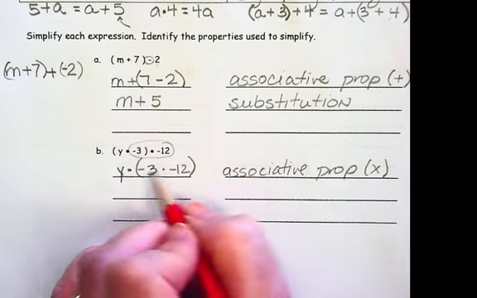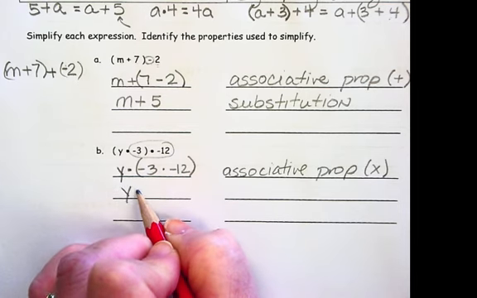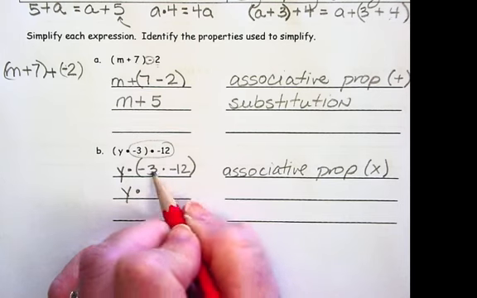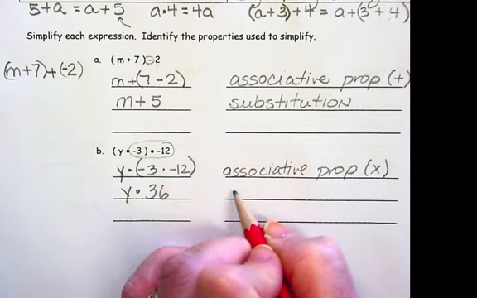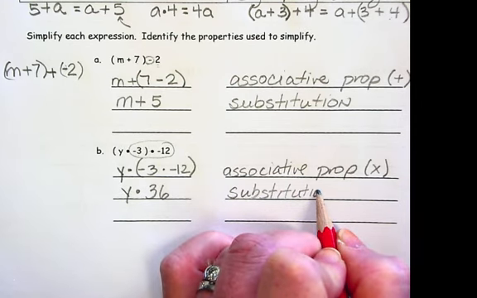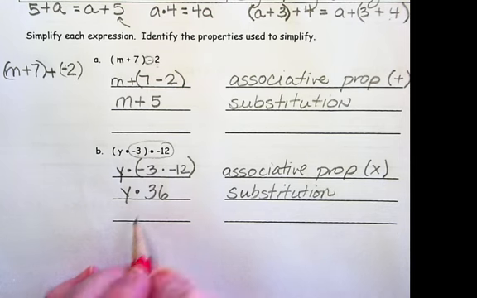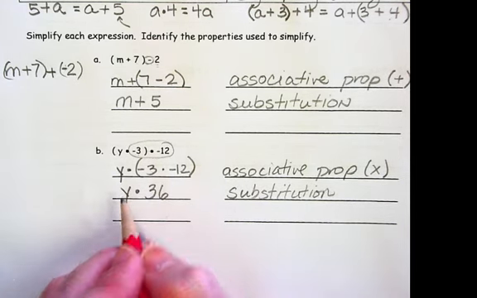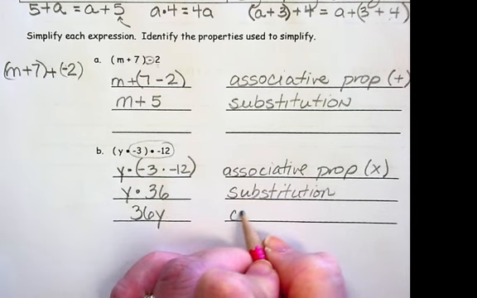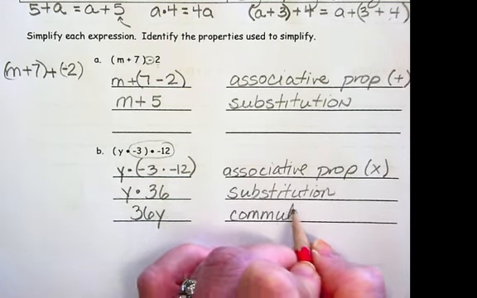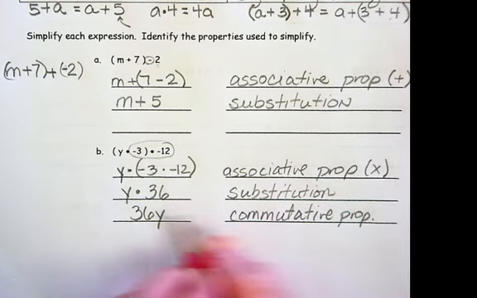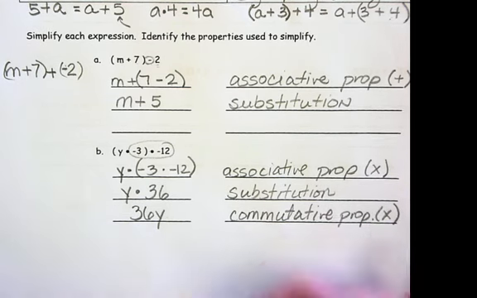So now I'm going to multiply those and pull it out. So y times a negative and a negative is a positive. 3 times 2 is 6. 3 times 1 is 3. So now I'm going to use substitution. And finally, I don't like that 36 to be in the back. I really want it in the front. So 36y, that would be commutative property. You can abbreviate property, and then of course this one is of multiplication.